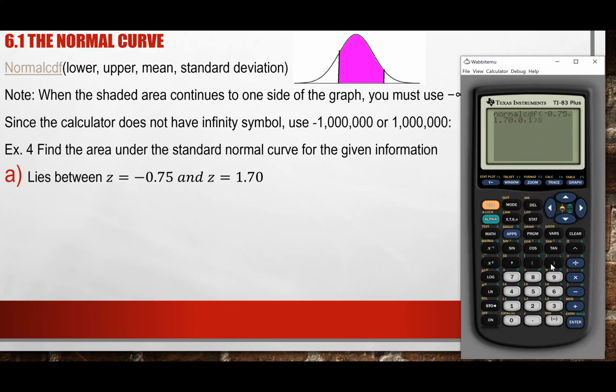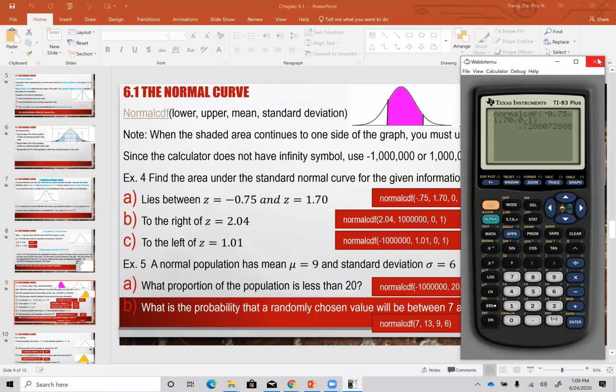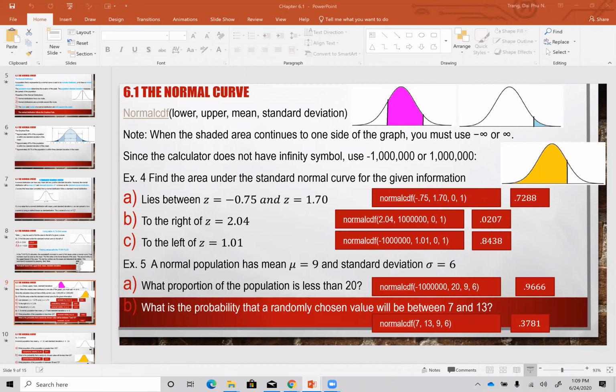close your parenthesis. If you have an 83, this is what you need to do to type it in manually: the lower limit is negative 0.75, the z-score on the upper limit will be 1.7, the mean will be 0, and the standard deviation is 1. If you do this, your answer will be 0.7288. That's what we have for this information here.